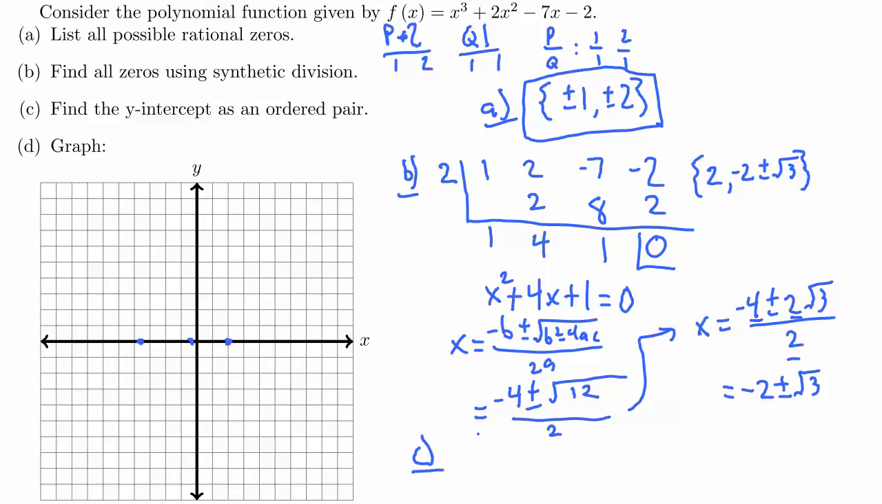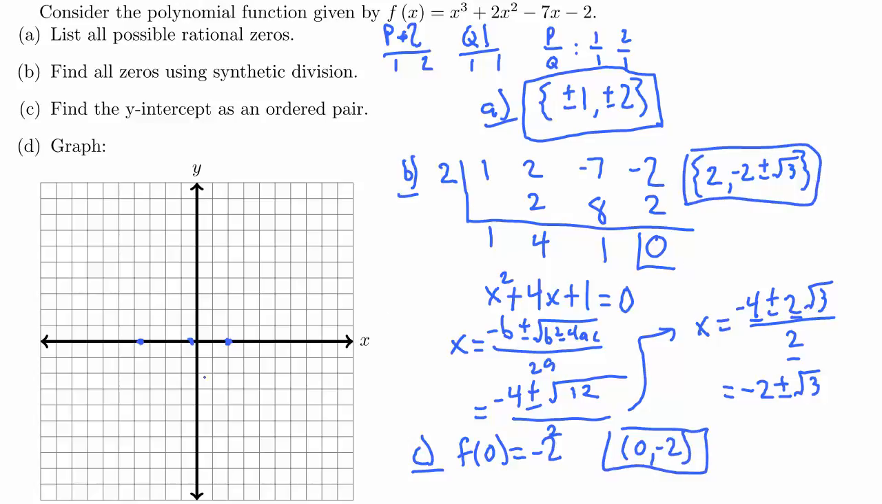Now for the y-intercept, I need to find f of 0, which means I plug in 0 for all these x's, which gives me negative 2. So my coordinate is 0, negative 2. I can plot that right there as well.